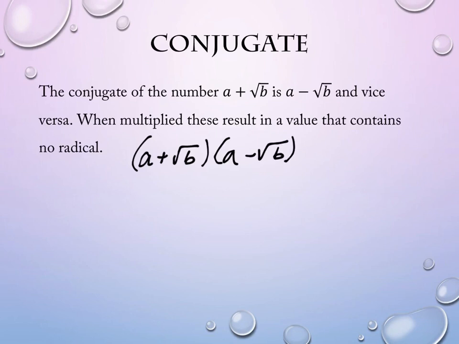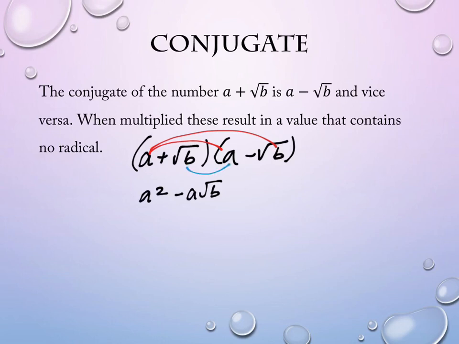So if I were to multiply this out, an acronym you're probably familiar with is FOIL: first, outer, inner, last. If you're not, this is binomial distribution. I'm just doing the distribution property. So I'm going to multiply a times a, that gives me a squared. I'm going to multiply a times the negative square root of b, which is negative a square root b. I'm going to use my inner terms.